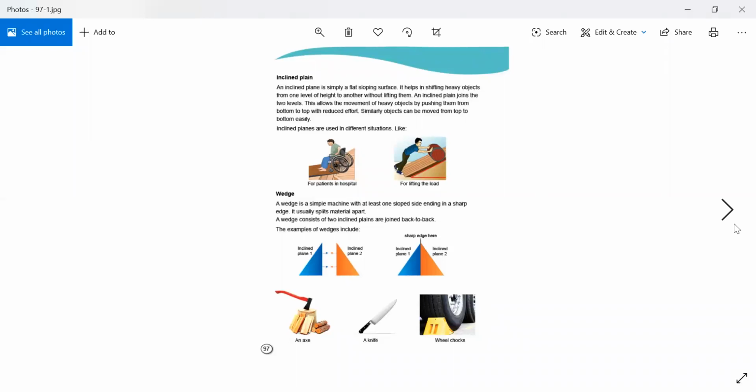You can see that an incline is made like this, so we can easily move the object from top to bottom. As you can see in hospitals as well, for patients who use a wheelchair there is an inclined plane through which they can move easily.